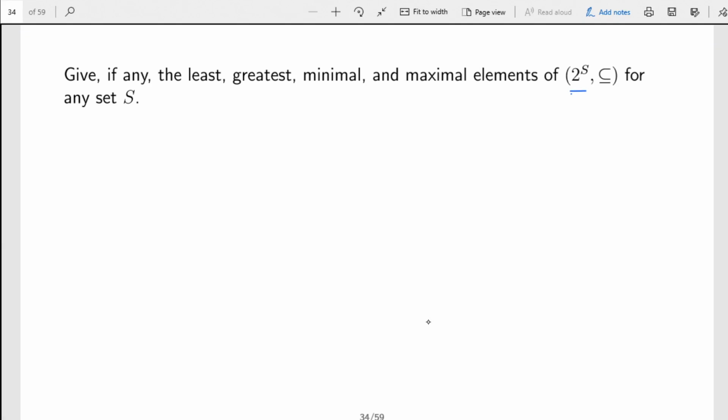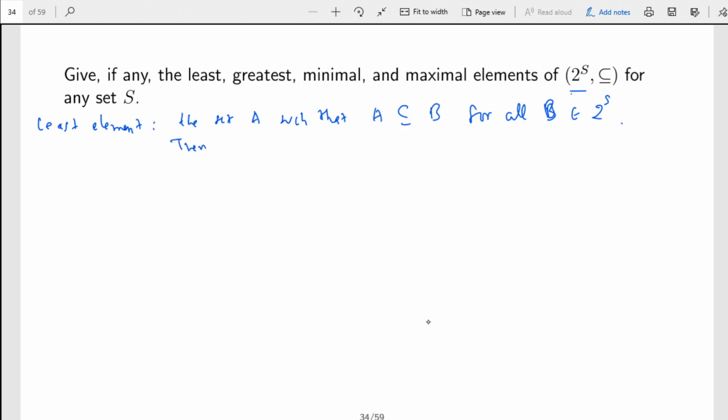So what is the least element of the set? So the least element, right? The set A such that A is a subset of B for all B in the power set, right? And the only set that satisfies this is actually A is the empty set. So this is the least element.